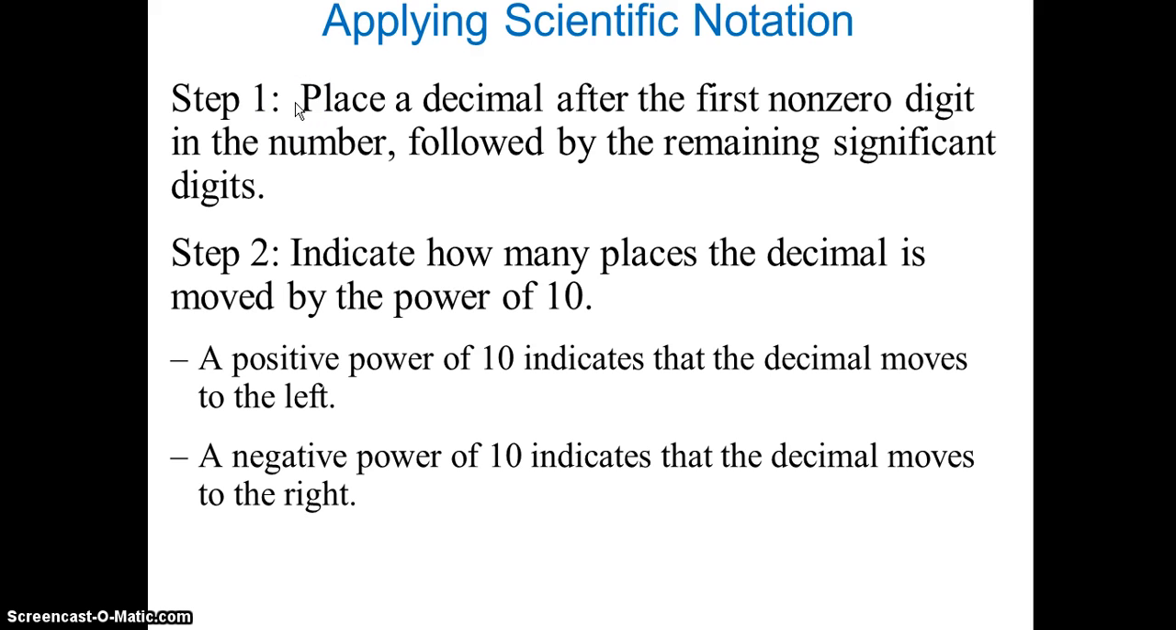So step 1: place a decimal after the first non-zero digit in a number, followed by the remaining significant digits. We need the decimal placed after the first non-zero digit because that number is between 1 and 10. Step 2: indicate how many places the decimal is moved by a power of 10. Remember, a positive power of 10 indicates the decimal moves to the left. A negative power of 10 indicates the decimal moves to the right.